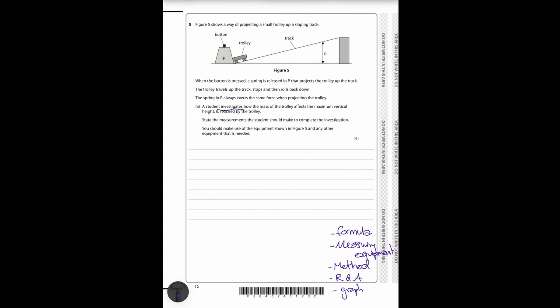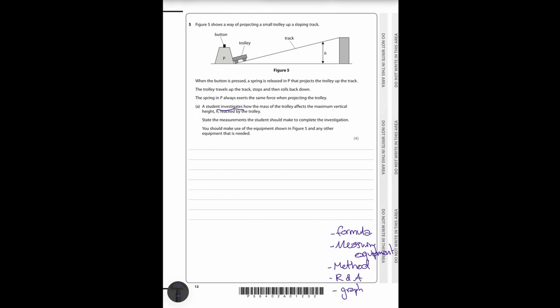Now again, I don't really know if I can use a formula for this question yet, but if I can, I'm going to do it. If not, well, as long as I've got those other things, I'm sorted. Okay, so let's have a look at the information that they're giving me and see if there is a formula that I can use for this question.